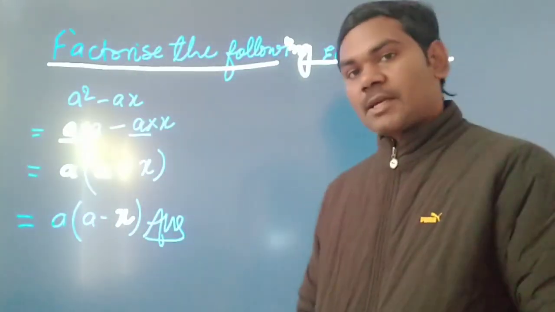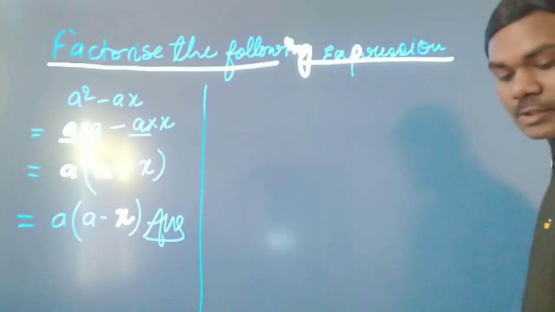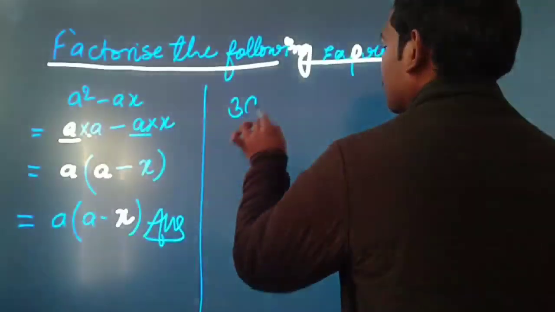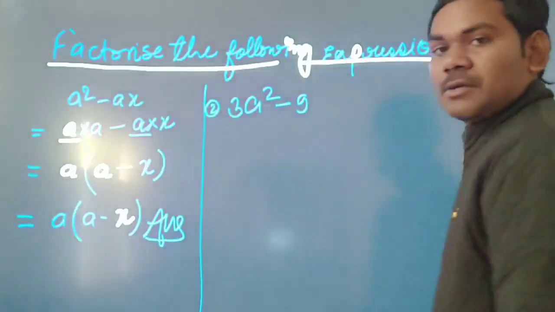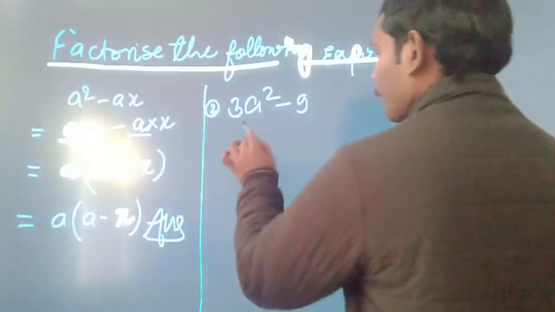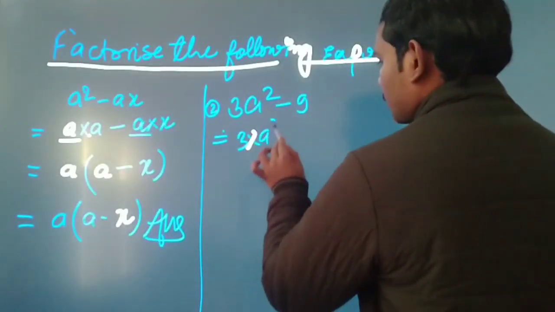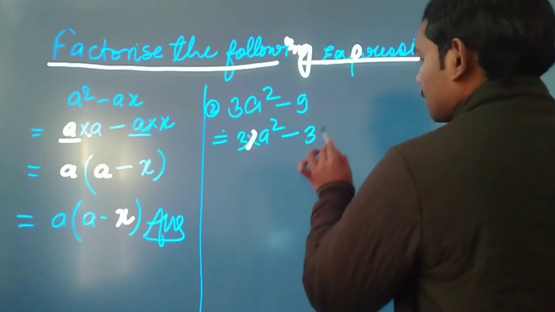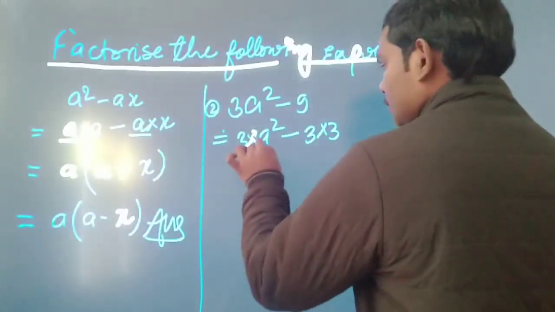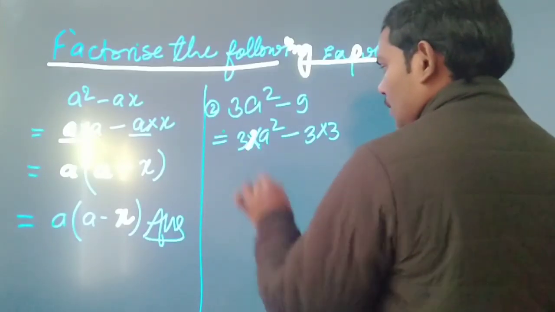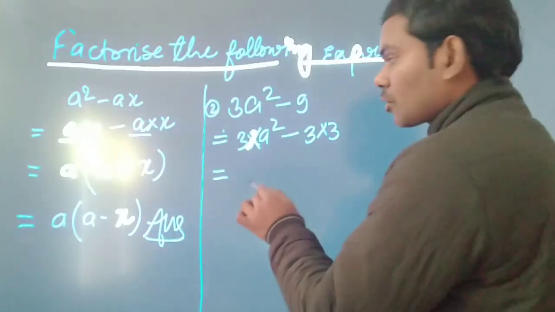Now let's see the second one. The second question is 3a square minus 9. This is the question. So we can write it as 3 into a square, and 9 can be written as 3 into 3. Is that clear? So we get 3 as a common factor.